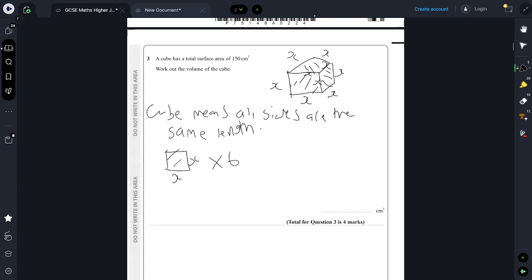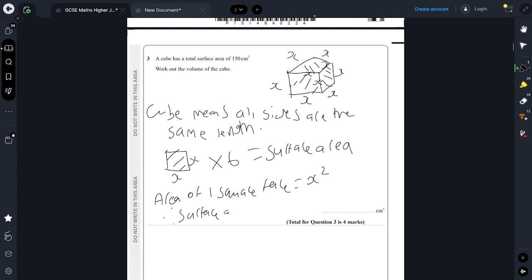So if we find the area of one square at one side, and then times by six to get all the sides, that is the surface area. Okay, so what's the area of one square face? It's going to be x times x, isn't it? It's going to be x squared. Therefore, surface area is going to be 6 times that, so it's going to be 6x squared.